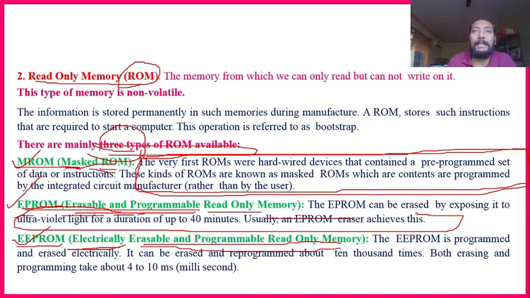Electrically, you cannot erase directly. You should have some software, then only you can do it. So electrically means by software you can erase that. Otherwise you cannot use EEPROM. MROM means mask ROM. Okay, I think you are clear with this. So random access memory has three parts, and read-only memory also has three parts. Keep these points in your mind for your paper.